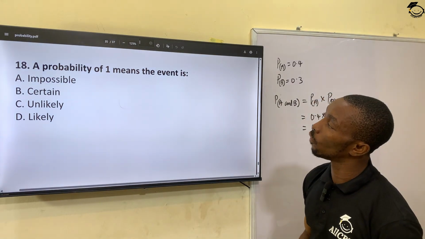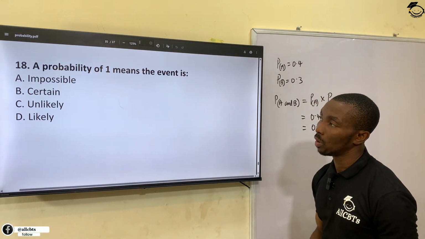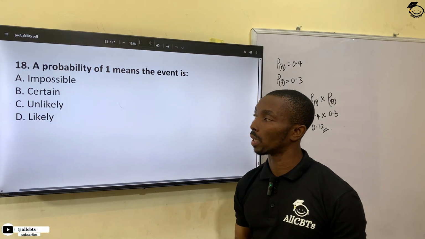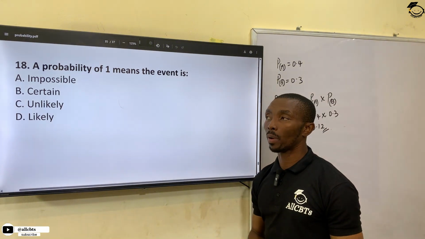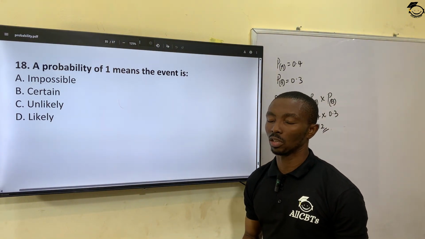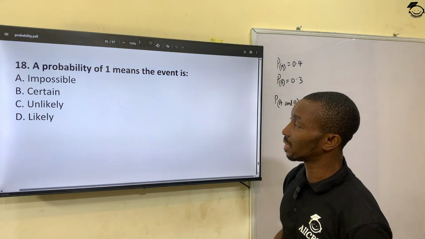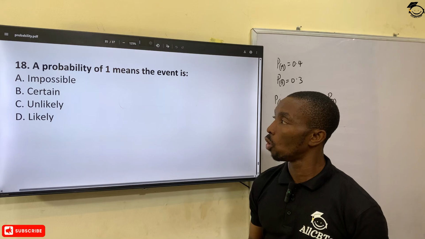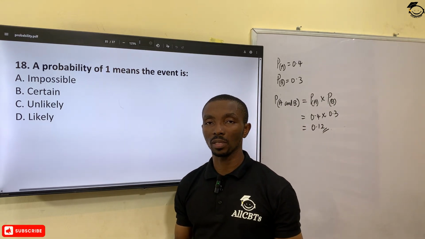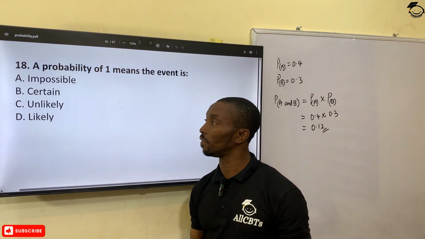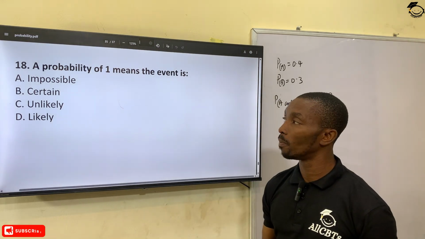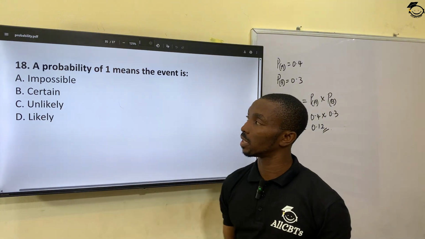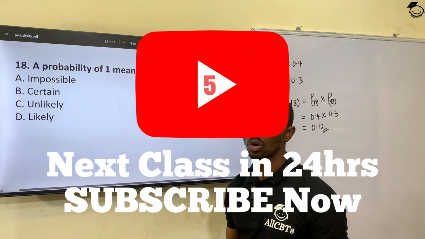A probability of 1 means that the event is impossible, certain, unlikely, or likely. Now, when the probability is 1, it is certain that the event is going to occur. When it is 0, it means that it is impossible for the event to occur. So our correct answer here will be option B, that it is certain for the event to occur.